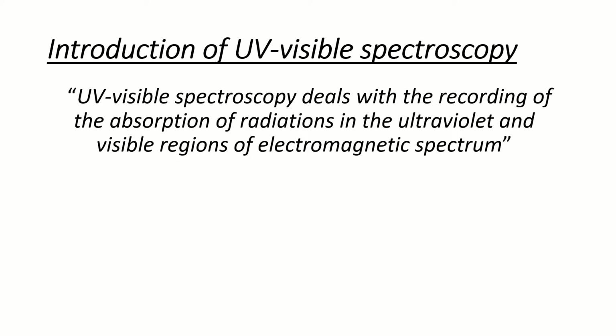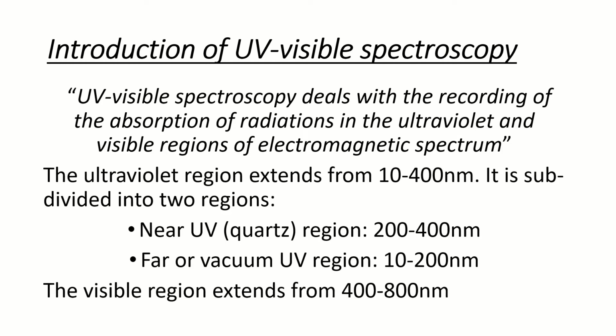UV visible spectroscopy deals with the recording of the absorption of radiation in the ultraviolet and visible regions of the electromagnetic spectrum. The ultraviolet region extends from 10 to 400 nanometer. It is subdivided into near region and far region. Near ultraviolet region is also known as quartz region, and its wavelength is 200 to 400 nanometer, and the far or vacuum ultraviolet region is 10 to 200 nanometer wavelength.